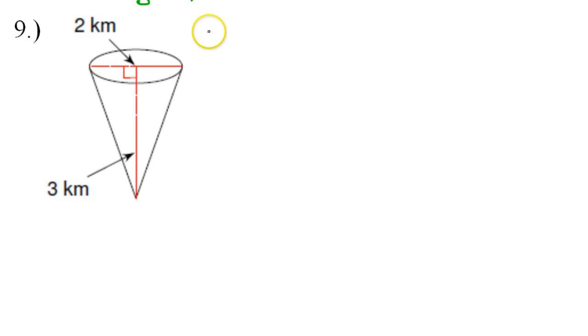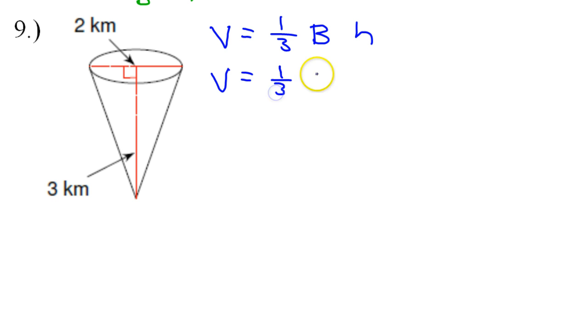Alright, number 9 is a cone. And the formula for the volume of a cone is 1/3 the area of the base times the height. So I will be doing 1/3, and I will need to find the area of the base, and I will need to multiply that by the height. Now the height they gave us directly. The height is 3 kilometers. It's a very large cone.